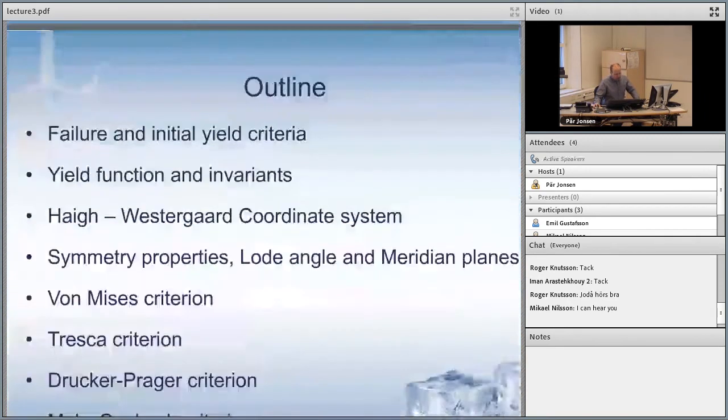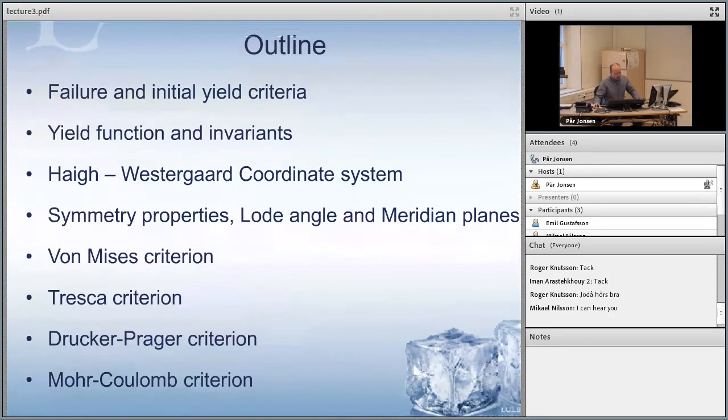So the outline today is we start with looking at failure and initial yield criteria. We start looking at the yield function and invariants connected to that one, and working in stress space, because now we're going into the principal stress space, and we're going to build models out of that. We need a new coordinate system. It's the Haig-Westergaard coordinate system. We're going to take a look at that one and how you can actually simplify your equations with the use of that coordinate system. Also symmetry properties, something called the Lode angle and meridian plane.